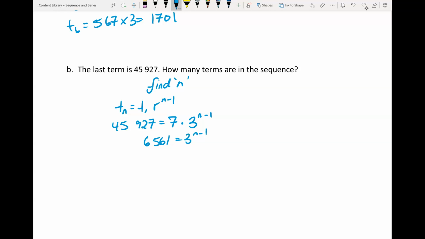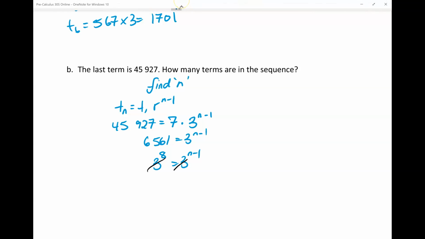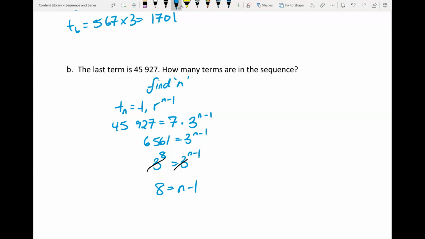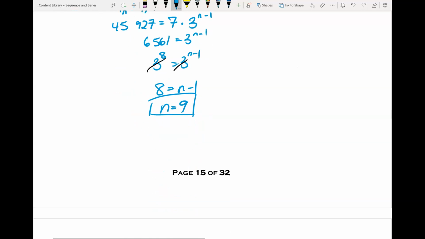In this case, I'm going to rewrite 6,561 with a base of 3. And you can just play around with the calculator for this. You're going to find that 3 to the power of 8 is going to be the same thing as 6,561. Now, I don't need to think about these 3's anymore and just focus on the exponent. So n is equal to 9. There are 9 terms in this sequence.